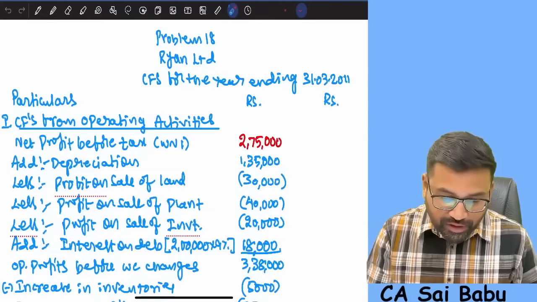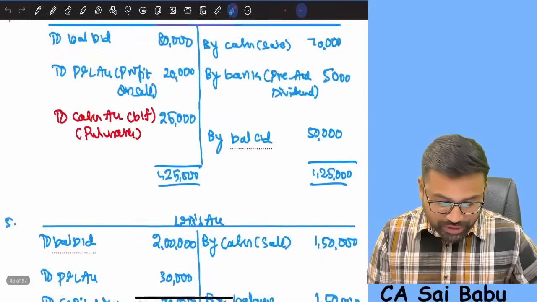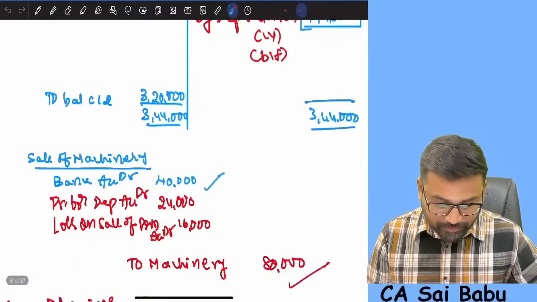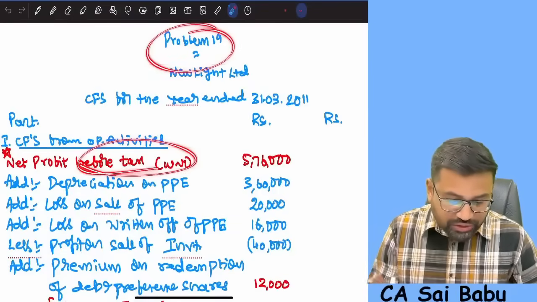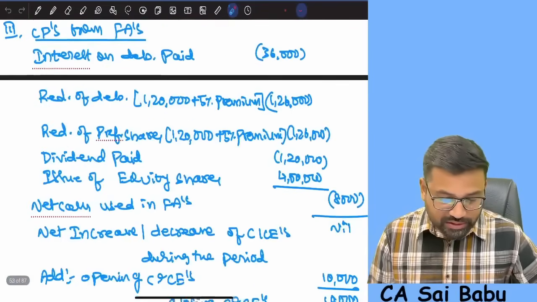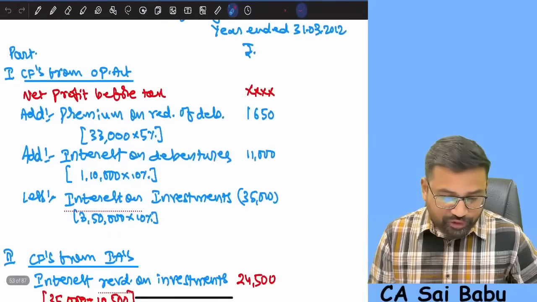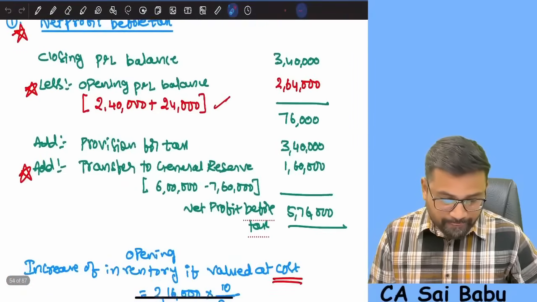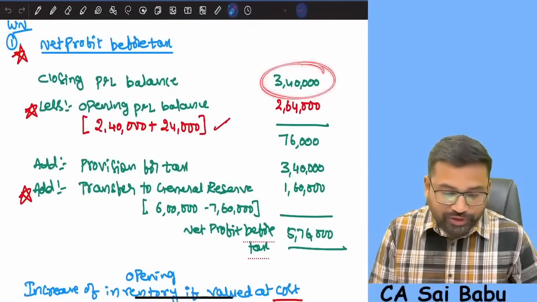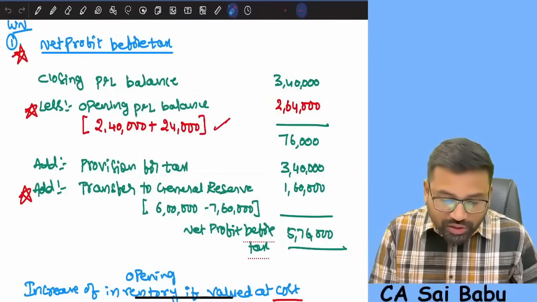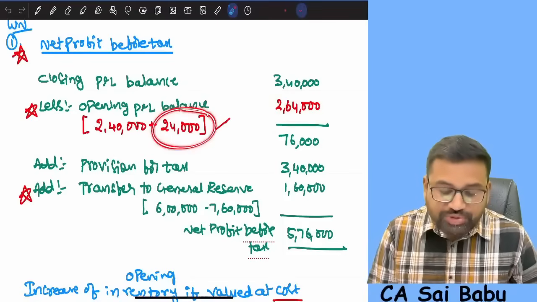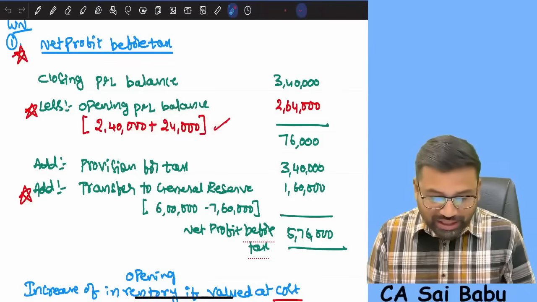Okay, I will show you, sir. So question number 19. See this. In this question number 19, first we need to start with net profit before tax. How did we arrive at this net profit before tax? See this. Closing balance 3.4, opening balance 2.64. Actually, to the opening balance, one more adjustment is done, sir. That adjustment I am going to cover later.